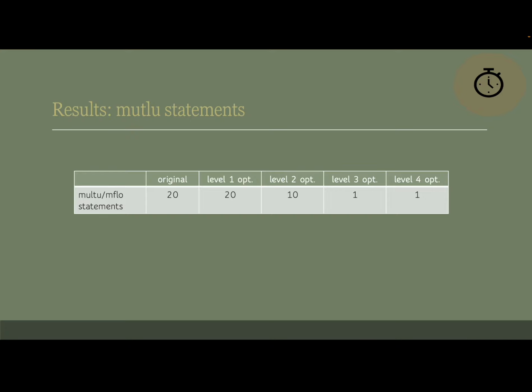Now let's take a look at some of the elements that were changed or removed in the code. In the original and the level 1 optimization, we had 20 multiply statements. Each of them had a move from low accompanying it. On level 2, we were able to reduce that by 10 to a total of 10 multiplication statements. In level 3, we got down to a single multiplication operation, and that one's absolutely necessary because it's the heart of the program.